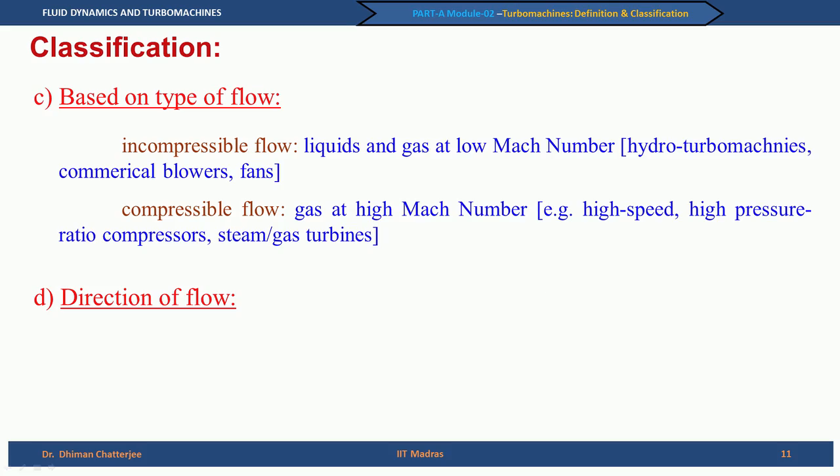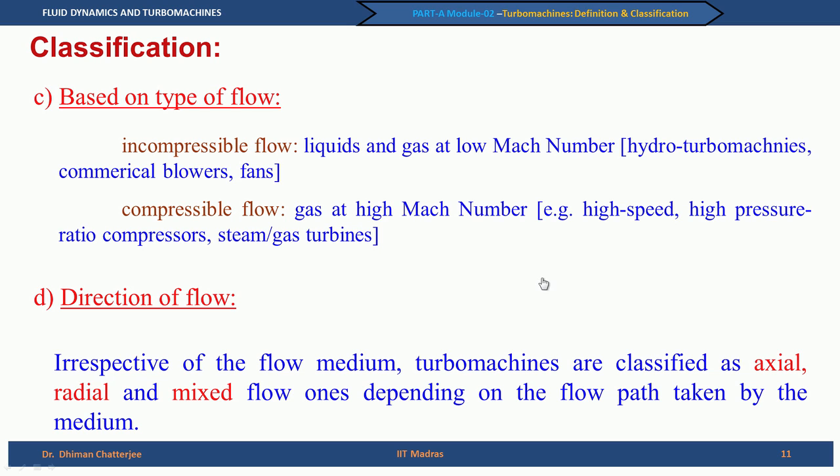The next and a very important distinction or classification is based on the direction of flow. Please remember here when I say the direction of flow, I want to emphasize that it is the direction of flow inside the rotating blades. I am not talking about the entire turbo machine here, I am talking about inside the rotating blades or so called impellers, rotors.